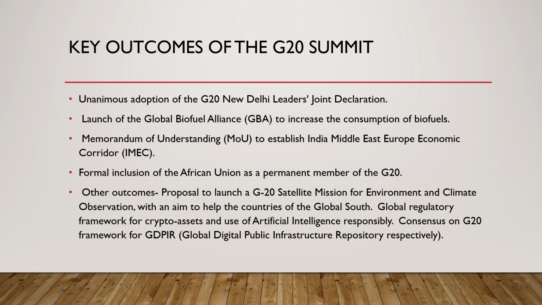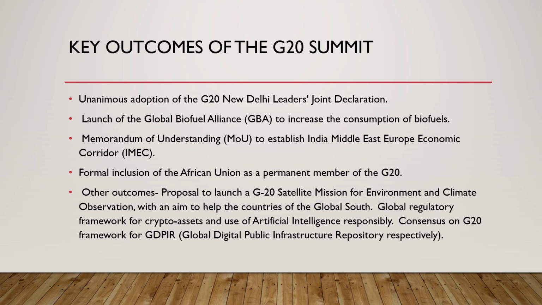Key outcomes of the summit: there was a unanimous adoption of the G20 New Delhi Leaders' Joint Declaration, which we will discuss in further slides. There was the launch of the Global Biofuel Alliance to increase the consumption of biofuels, and a memorandum of understanding to establish the India-Middle East-Europe Economic Corridor. Also, the formal inclusion of the African Union as a permanent member of the G20.